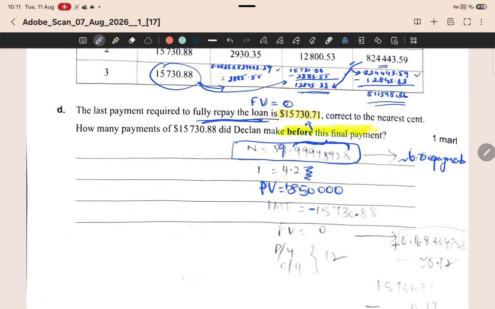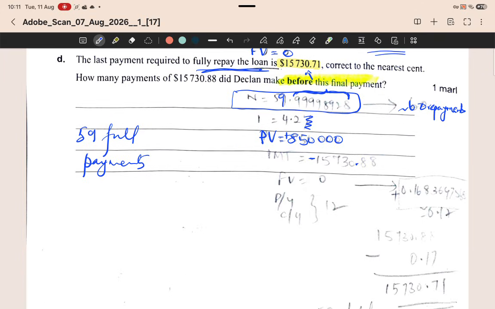Now, which means that there's going to be 59 full payments. Now, usually, in a lot of questions I have seen, they don't give you this last final payment. So I'm just going to touch upon what you would do if the last repayment was not given. Now, how would you calculate it?